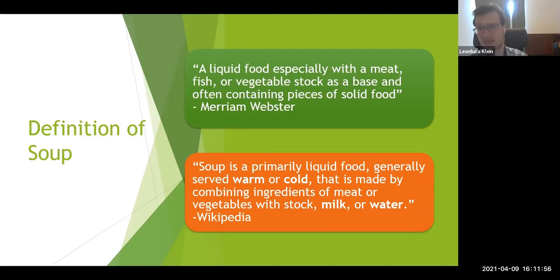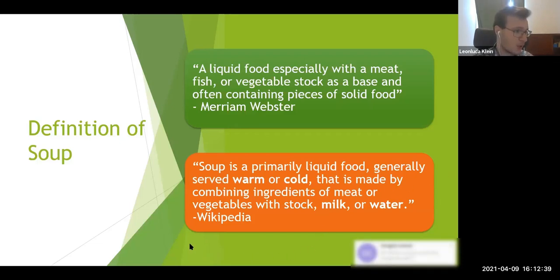Let's have a look at Wikipedia, for example. So soup is a primarily liquid food, generally served warm or cold, that is made by combining ingredients of meat or vegetables with stock, milk, or water. Now, when we get to the overnight porridge oats, with salt, maybe we can argue that this definition is a little bit more vague and makes the case for the potential for porridge to be soup. So that's why it's very important when you're doing science that you understand and realize where the definitions are coming from and what definitions you're using.